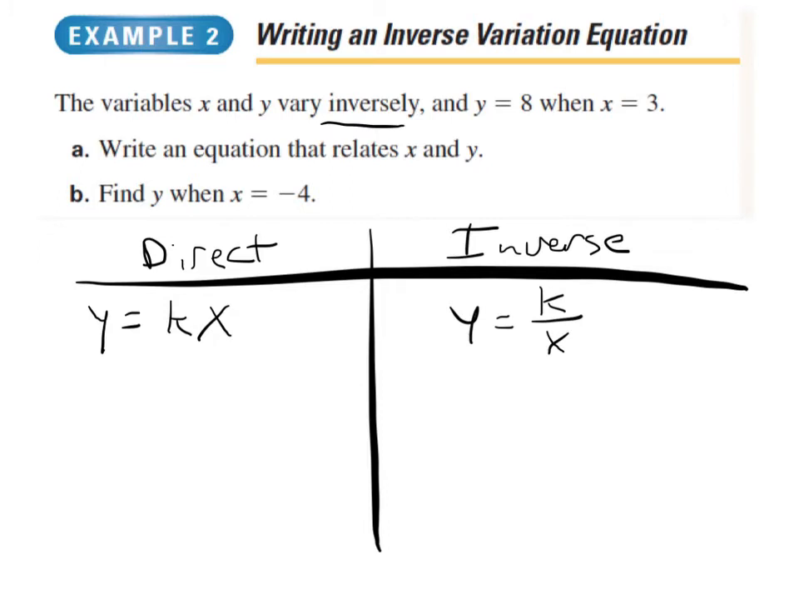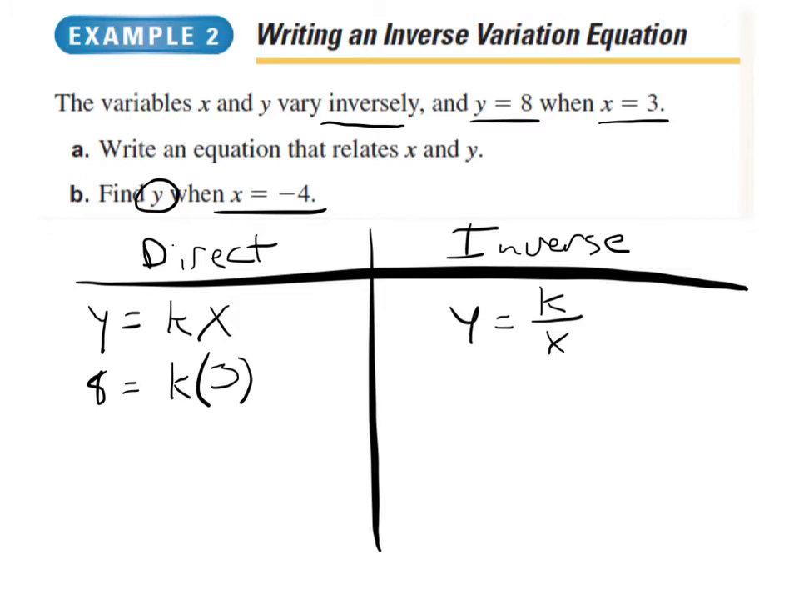Okay? So they're telling us that y equals 8 and x equals 3. Okay? And we want to write an equation that relates x and y. And then our next goal is to find y when x equals -4. So the first thing we do is we plug in our knowns. We know that y equals 8 and that x equals 3. But we don't know our constant k. We don't know the constant rate at which this thing is going to grow.